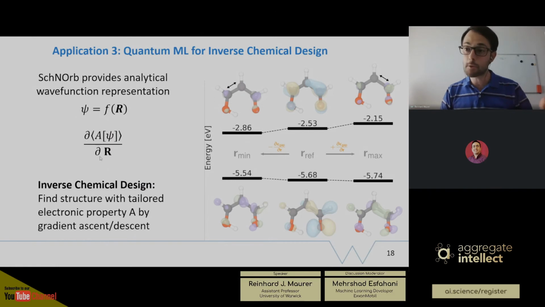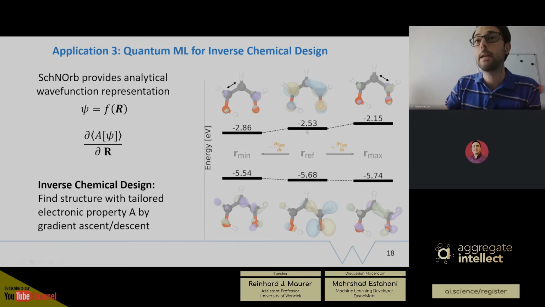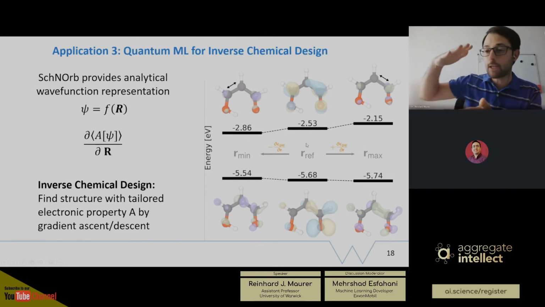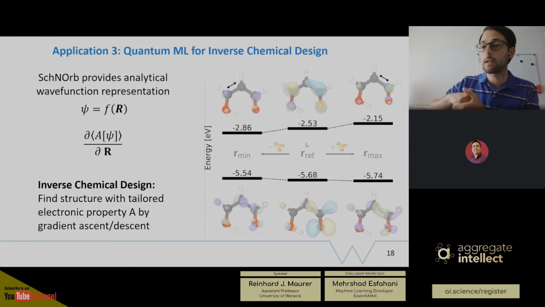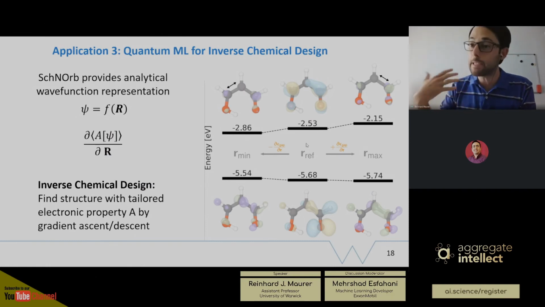So the problem is an inverse problem where we have a certain molecular property, a certain electronic property that molecules need to satisfy, and we want to be able to identify which structures have these properties. And by having an analytical representation of the wave function and its dependent properties, we can now do gradient descent on this. In this simple example, you can see how we can take the energy gap between the highest occupied and lowest unoccupied state and tune this gap by asking how the structure has to change to give us the highest possible gap.